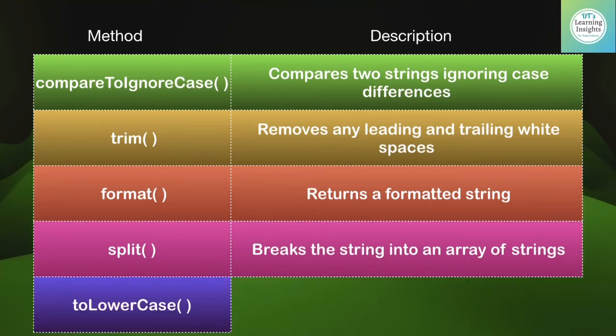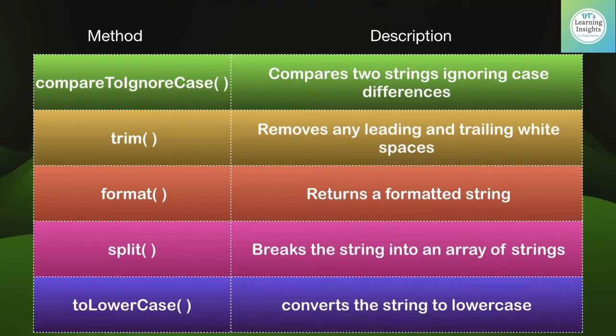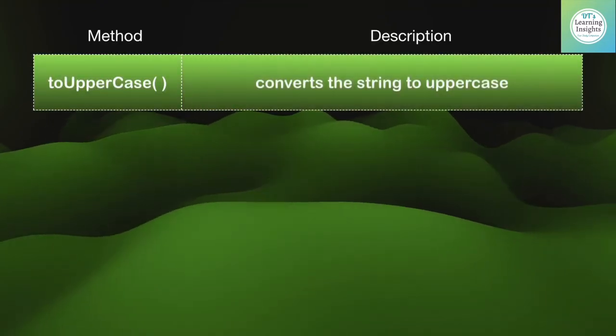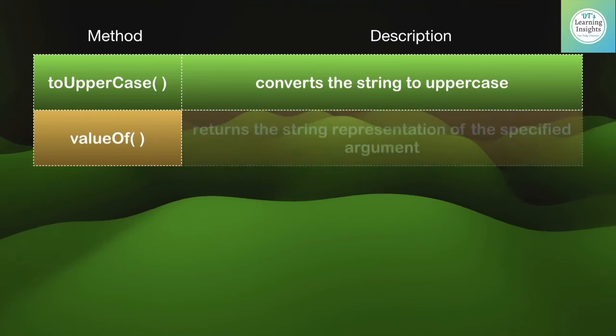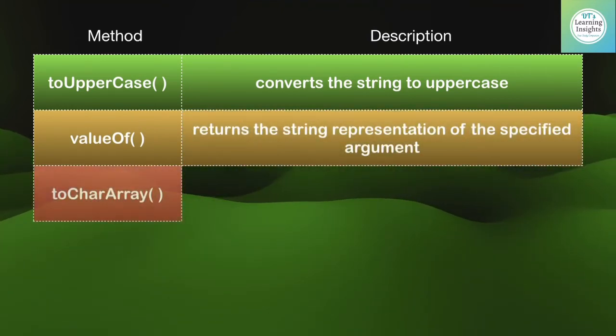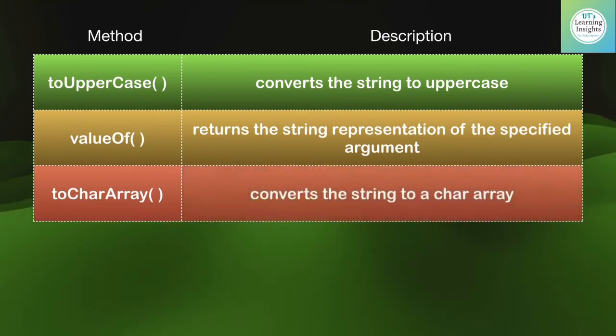To lowercase. Converts the string to lowercase. To uppercase. Converts the string to uppercase. Value of. Returns the string representation of the specified argument. To char array. Converts the string to a character array.